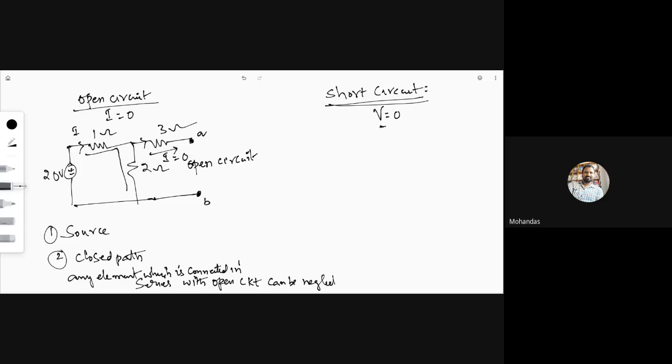So what is the problem here? This resistance can be neglected while calculating the equivalent resistance, as seen by the 1 and 2 terminals, not A and B. Why? Because if there is an open circuit, current is 0. What is the resistance formula? R equals V by I. V by current 0 means infinity. So the resistance for an open circuit is infinity.